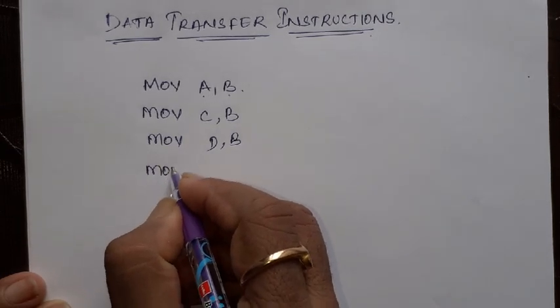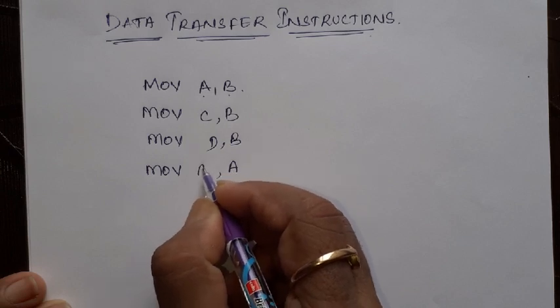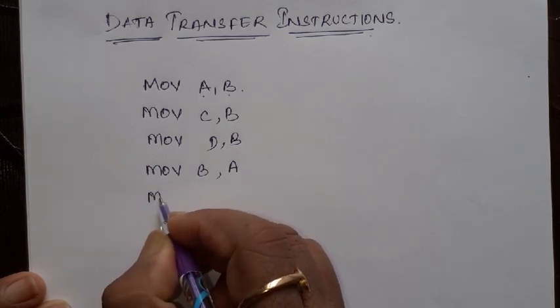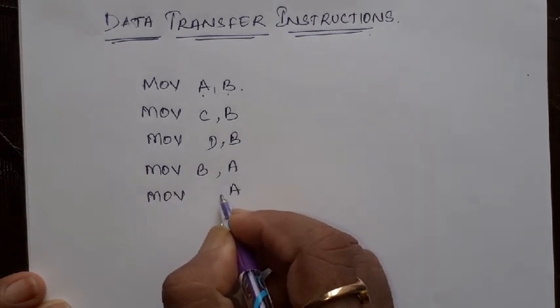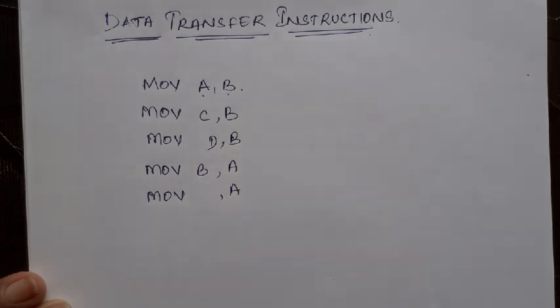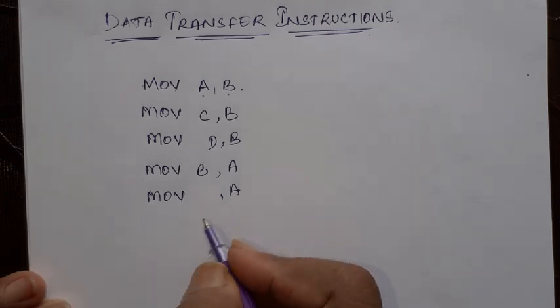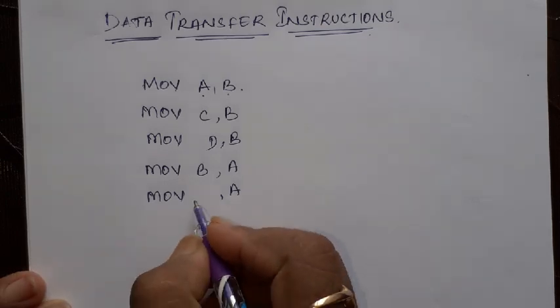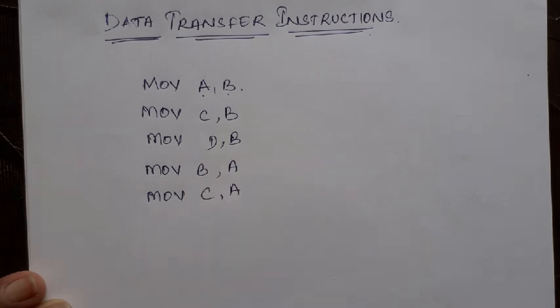And again we have like MOV B,A and MOV C,A. So we have so many registers, six general purpose registers and the accumulator. For all the combinations you'll have these simple register to register data transfer instructions. So this is one set of data transfer instructions.